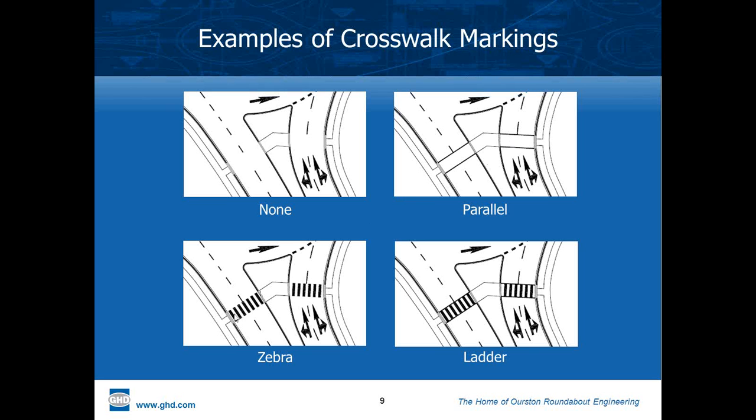The point being, you want to convey a strict message to the driver. If the parallel lines mean one thing, does the zebra crossing mean something else? So the intensity of the markings shouldn't be a differentiator. We want drivers to stop for pedestrians at any crosswalk. So it's a matter of choice.